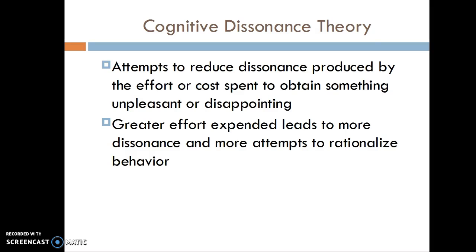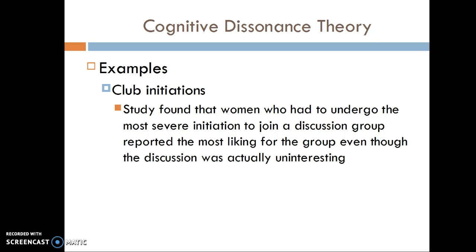Now, the last frame and this frame both relate to number 15 on your study guide, as well as some of the examples that we'll give for this effort justification. So again, effort justification is about attempts to reduce the dissonance that you feel in spending too much time, energy, effort, or money in some endeavor that is unpleasant or disappointing. And the greater effort expended leads to more dissonance and more attempts to rationalize the behavior or justify it.